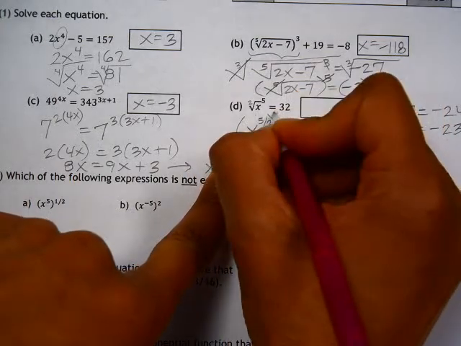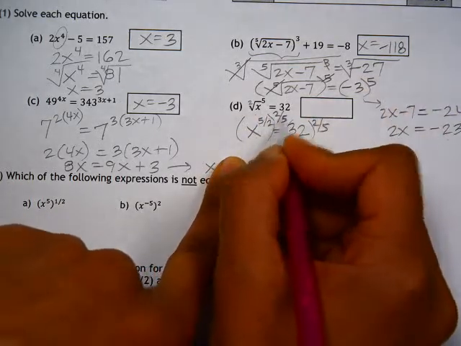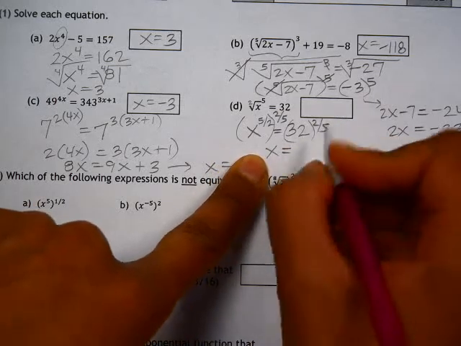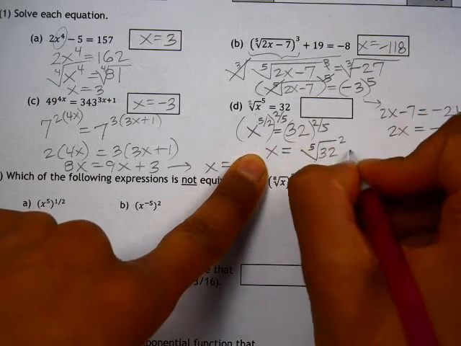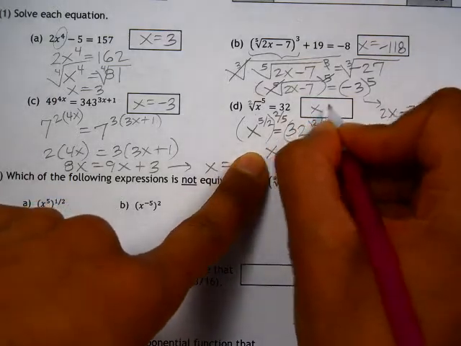of 5 over 2, which is 2/5, which cancels those out to 1, so x to the 1st power equals 32 to the 2/5, which is the same as the 5th root of 32 squared. The 5th root of 32 is 2, 2 squared is 4.